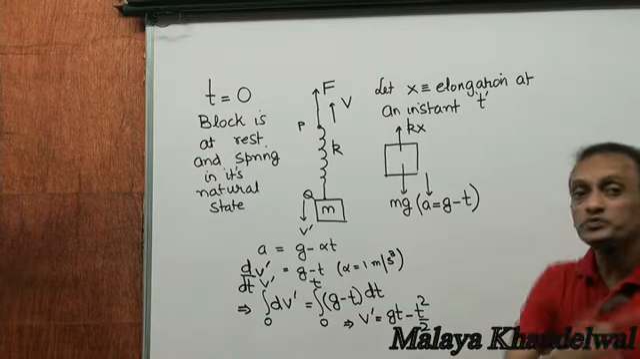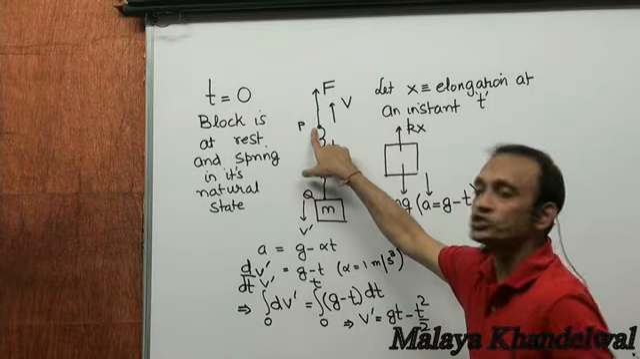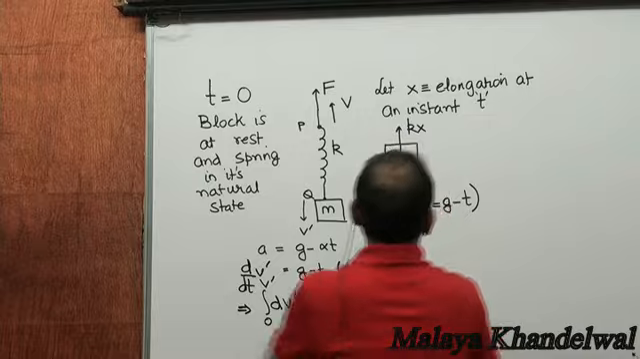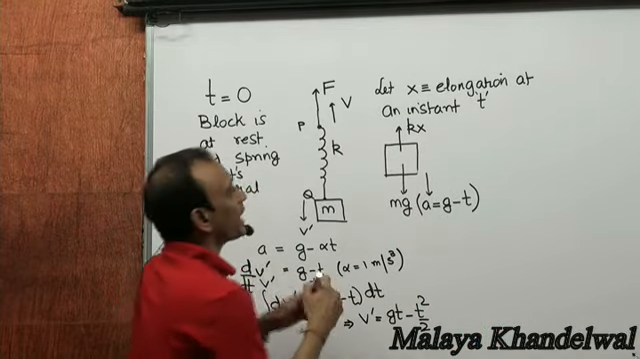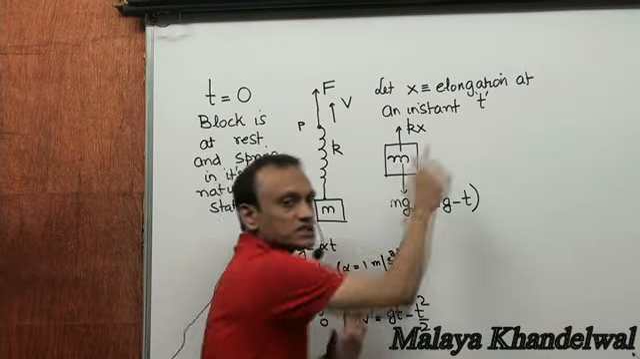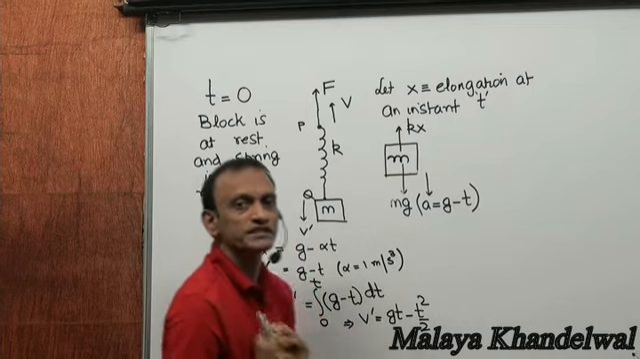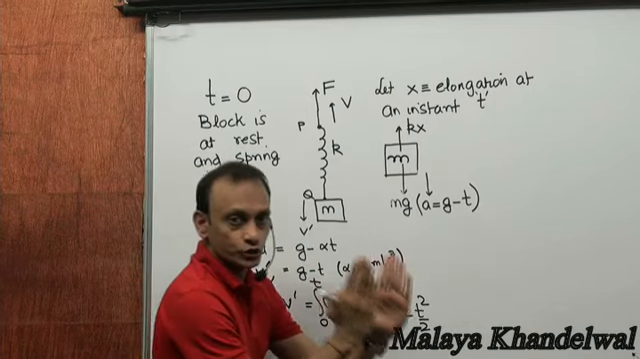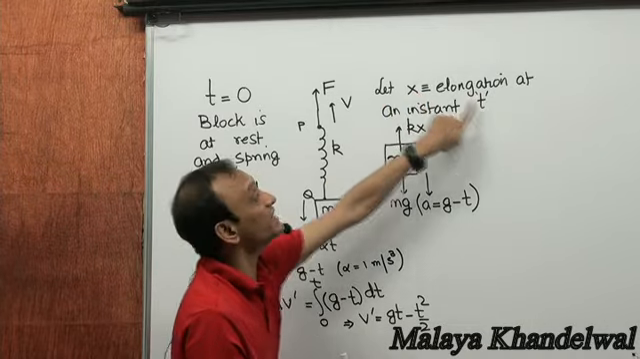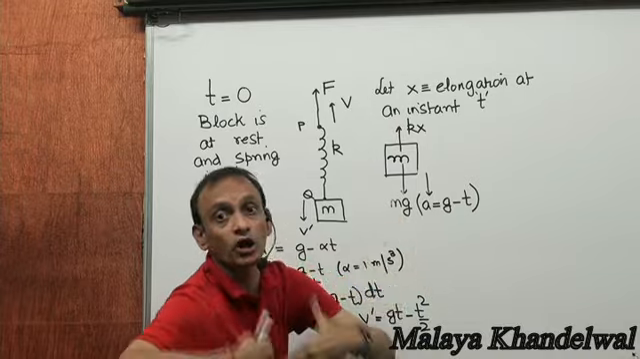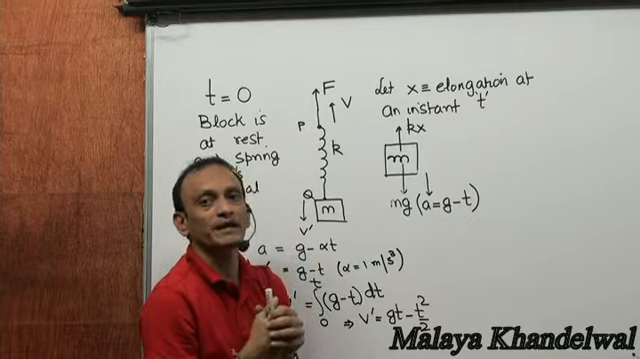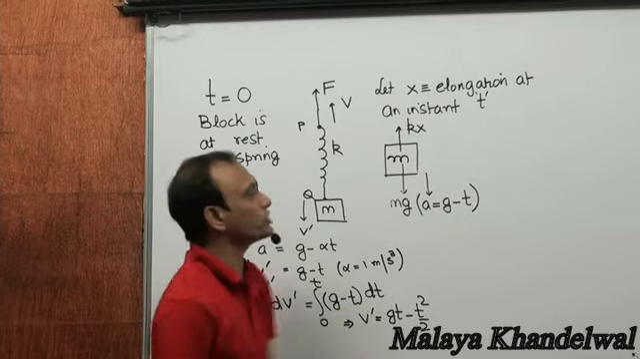Now, my objective is to find the velocity of the end P, v, as a function of time. Look at the free body diagram of the mass m at an instant t. What are the various forces acting on the mass m? We will assume that the elongation of the spring at an instant of time t is x. X is a function of time. So, at this instant of time, the spring is elongated by an amount x over and above its natural length.